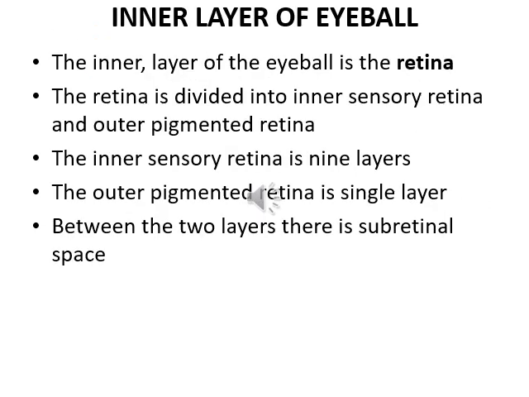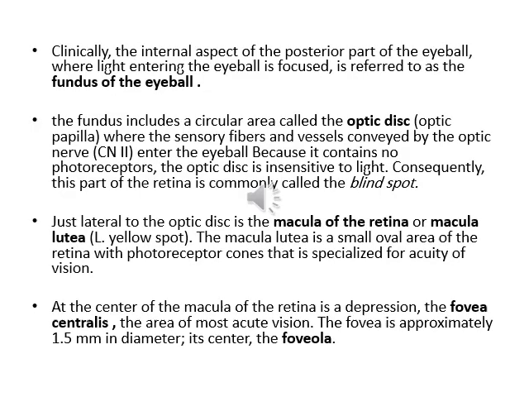The inner layer of the eyeball is the retina. The retina is made up of two structures, the inner sensory retina and the outer pigmented retina. The inner sensory retina is typically 9 layers, while the outer pigmented retina is only 1 layer. Between them we have the subretinal potential space. The retina in general is the sensory part. What I mean is that it is the one responsible for creating vision.